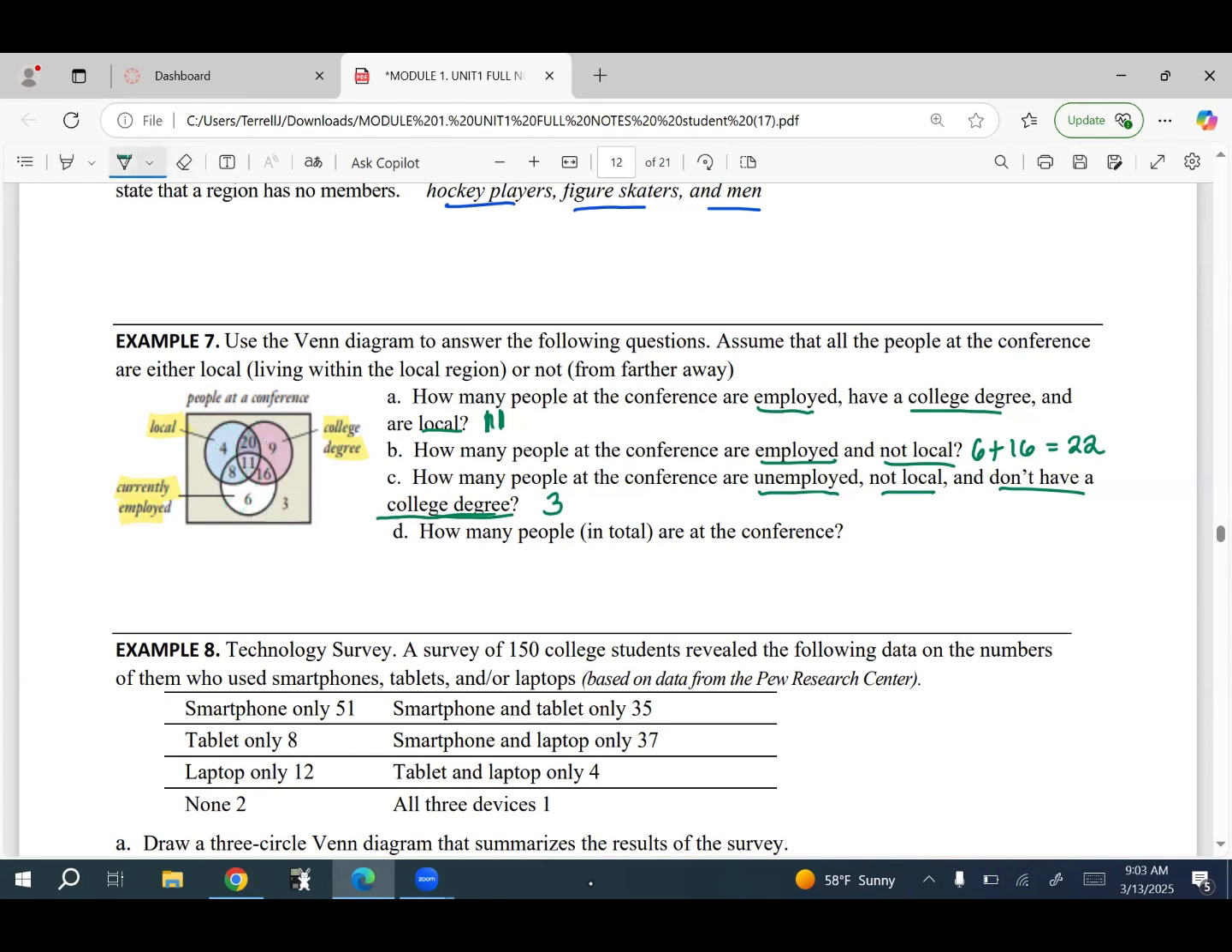And the last question here, how many people in total are at the conference? Here we would be adding all the values. That would be 77.